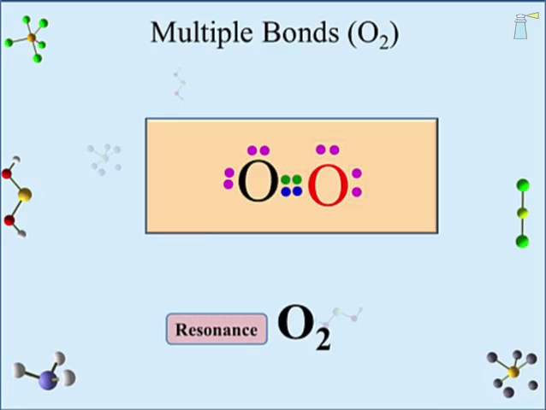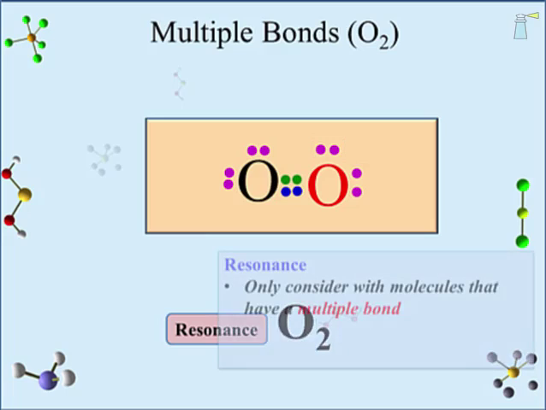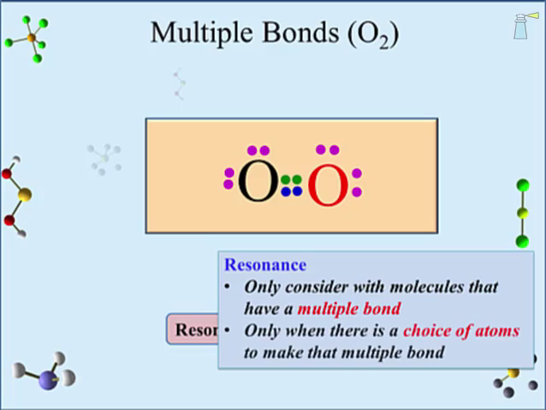We should check for resonance here because the molecule does have a multiple bond. It has a double bond. The reason that molecular oxygen does not have resonance is because resonance requires there to be a choice of atoms that make that double bond. There is no choice. It has to be between those 2 oxygens. We will come across structures that have multiple bonds and have the choice of where that multiple bond is placed. This is where resonance will be covered.